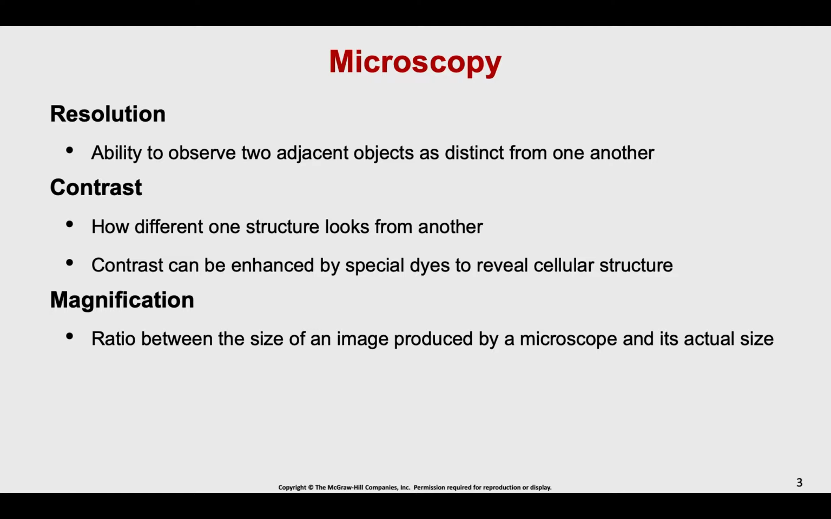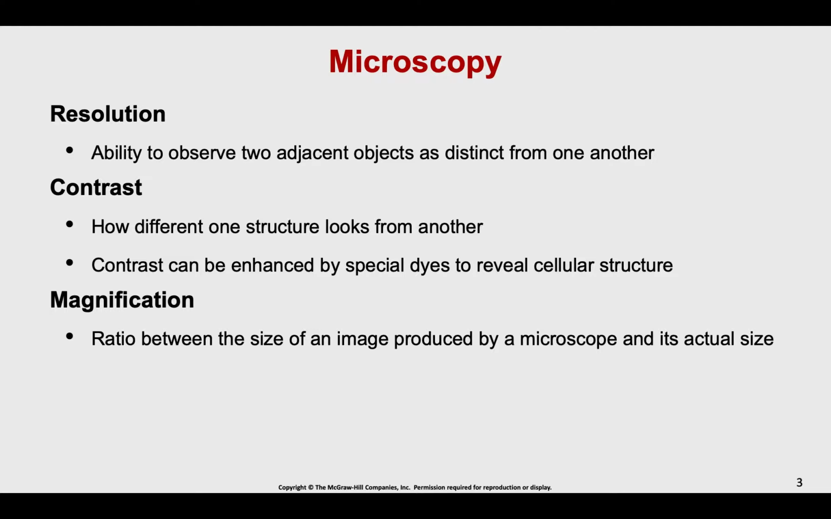If we have a good enough resolution, we might be able to see two separate chromosomes instead of one blurry blob. All right, we're also looking at contrast. So how different one structure is going to look from another. This can be enhanced by special dyes to reveal the cellular structure. So a lot of times dyes will bind to certain types of proteins to allow you to illuminate, say, the nucleus from other types of molecules in the cell. Right? They help you kind of bring out the contrast a little bit better.